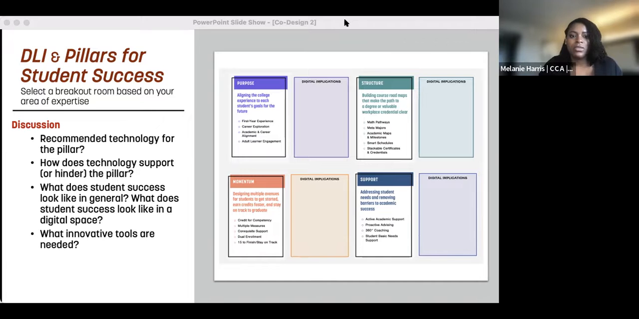So we will be using a Miro board to do so, and I'll open up the rooms in a second, but I do see that there's a question. Someone has their hand raised. Abe, I believe that's you.